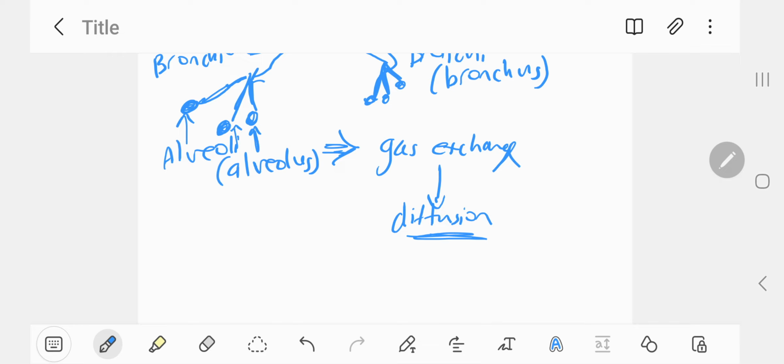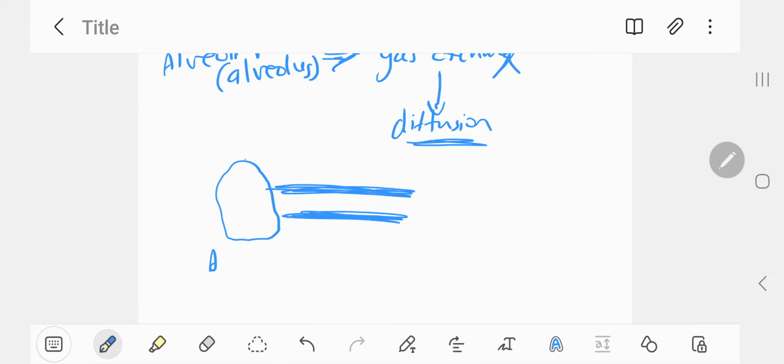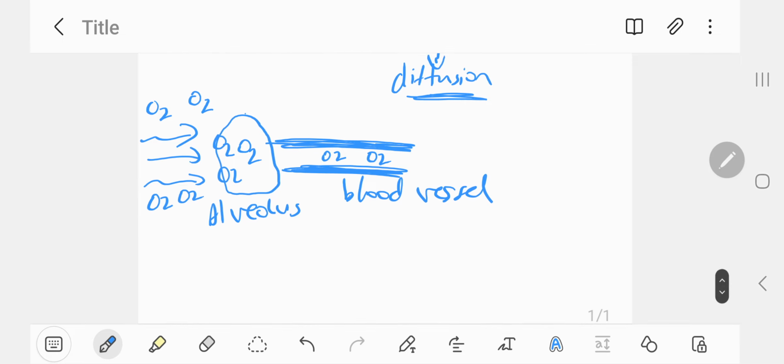Okay, that's diffusion. Similarly, let me draw, this is not really an accurate diagram, but anyway, a blood vessel here. And let me draw an alveolus, and a blood vessel. So initially, when you inhale, there's a high concentration of oxygen going through the bronchioles into the alveoli. And there's initially a low concentration of oxygen in this particular blood vessel.